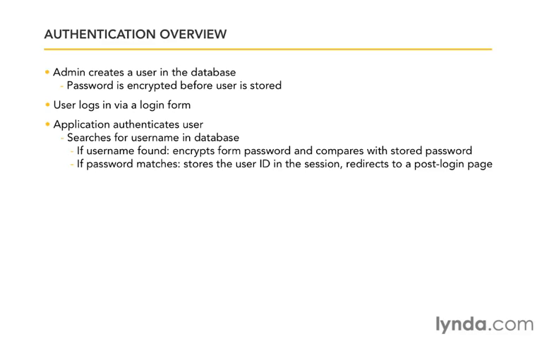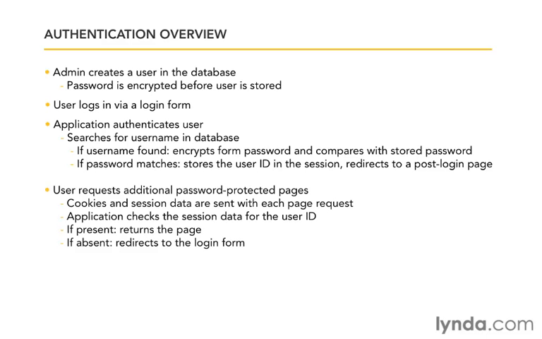Maybe it's a page that says, "Welcome, glad to have you," or it's a menu page. At that point, the user will start surfing around inside the restricted area. They'll request additional password-protected pages, and with every request, their browser will send the cookie and session data along with the page request. The application will then check that session data to see if that user ID that we set is still there, and if it is, it'll go ahead and give them the page. If not, it'll send them back to the login form and ask them to re-authenticate and go through that process again.